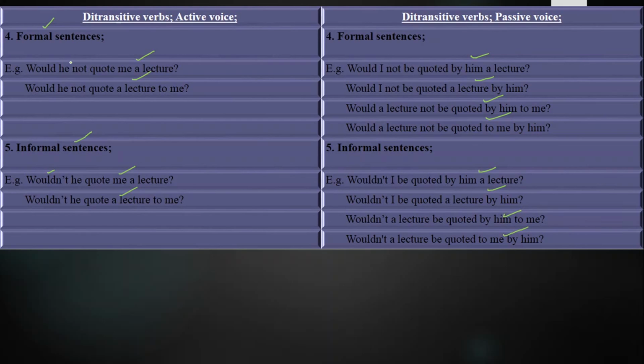So these are the sentences of the ditransitive verb "quote" from active voice into passive voice in the modal auxiliary verb "would".